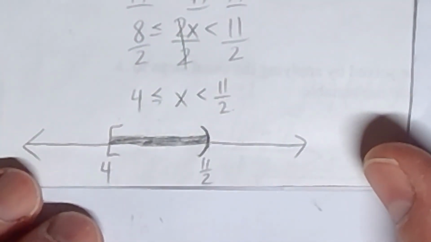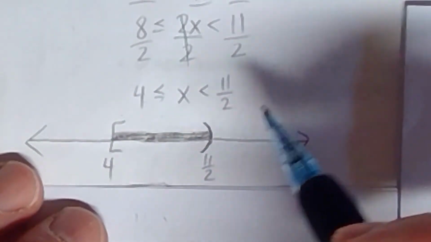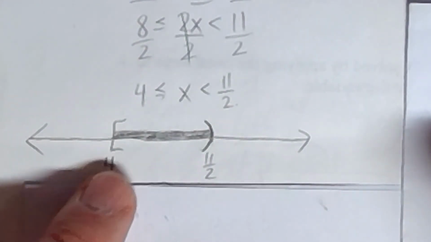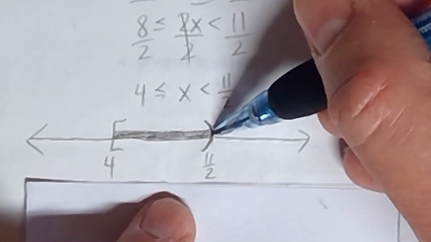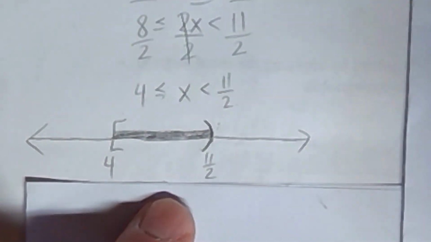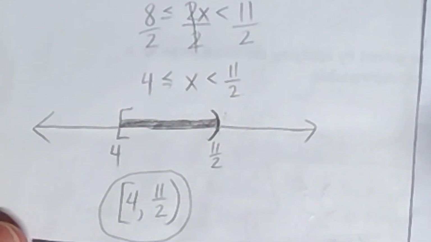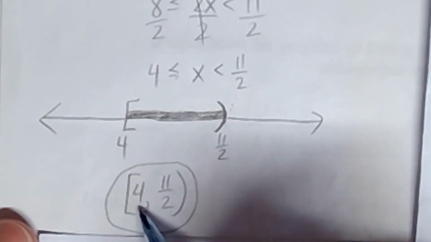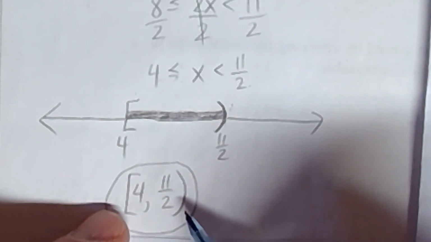But then I put that on the number line. Remember the shading always goes in the middle in these problems, the three-part inequalities. Square bracket for the 4, because the alligator's got feet. Round bracket for the 11 halves here, because the alligator does not have feet next to the 11 halves. And then the interval notation is going to be what you see right there. Leftmost point of the shading, comma, rightmost point. Use the same 2 brackets from the number line for the brackets in the interval notation.